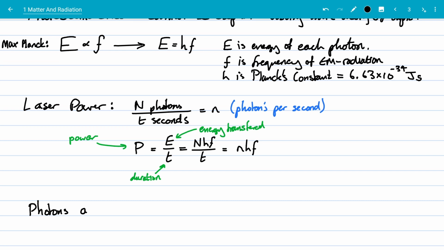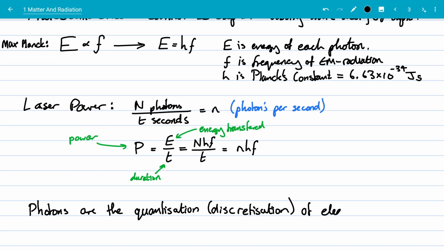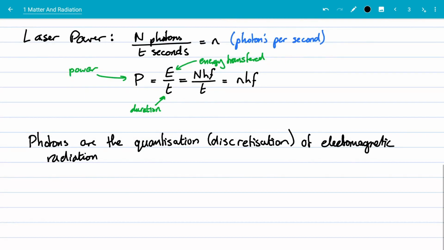Photons are the quantization, or discretization, making it discrete, not continuous, of electromagnetic radiation. There we are. That's what photons are.